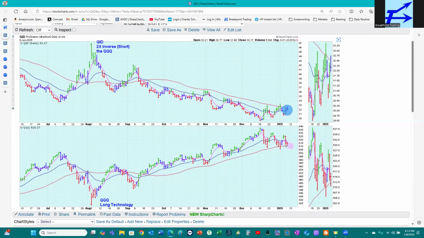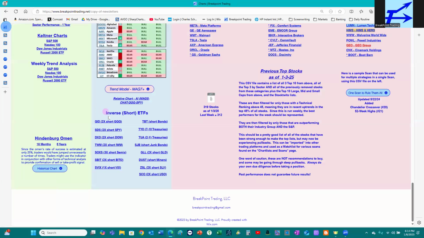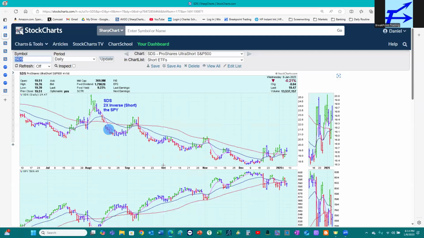So if this continues, and if we really get a breakdown below some of the support areas, then you might consider getting into an inverse ETF. We'll look at the S&P, because the S&P has a pretty clear support level right down here at 580, which is 5,800 roughly. So if the S&P were to break below 5,800, then it probably is going to go down pretty rapidly. And that would be the time to get in up here.